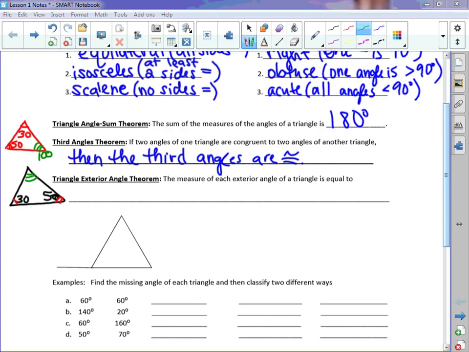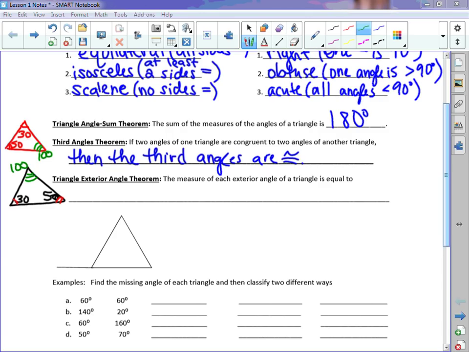And likewise down here, if I have 30 and 50, how much must that last one be? 100. It's kind of like that congruent supplements theorem. My angles are the same, and they both add up to be 180, so the leftover amount must be the same. So that's our third angle theorem. If I know that the two other angles are congruent, that third angle must be congruent. Any questions on that? Okay.